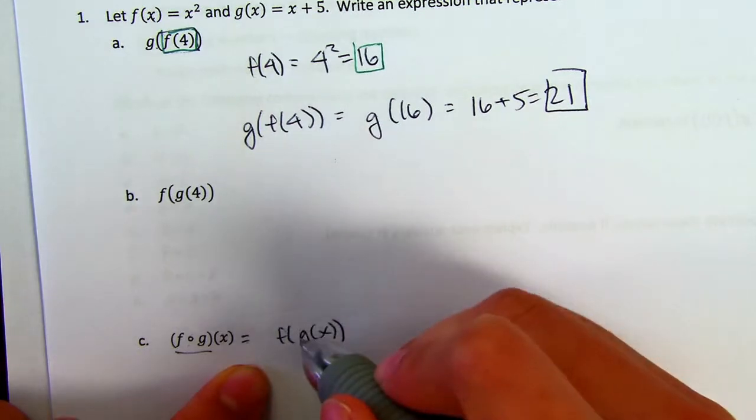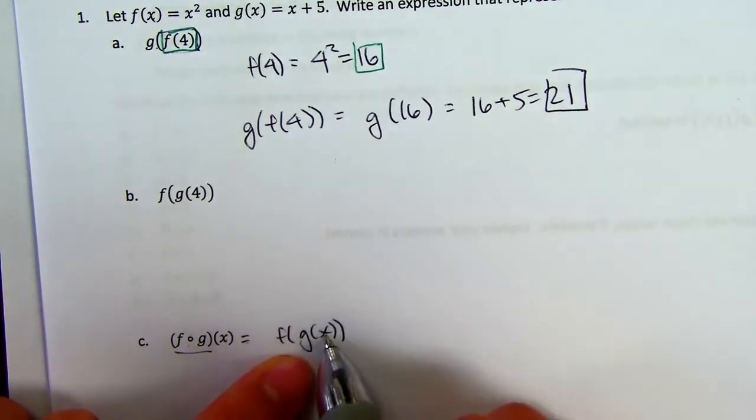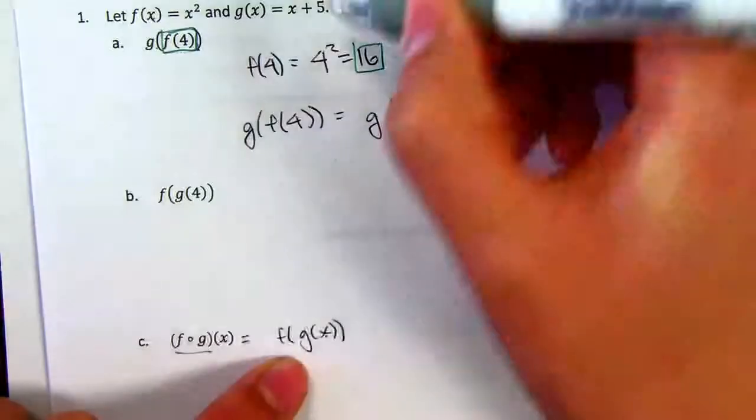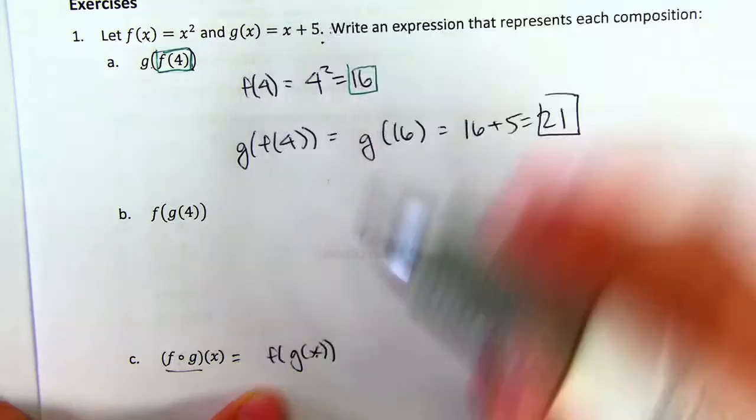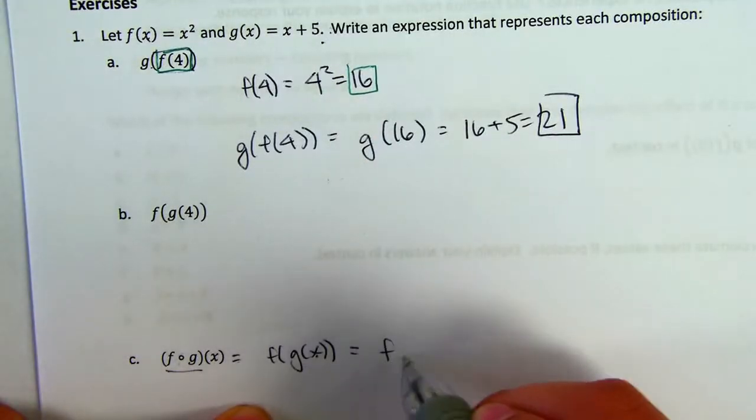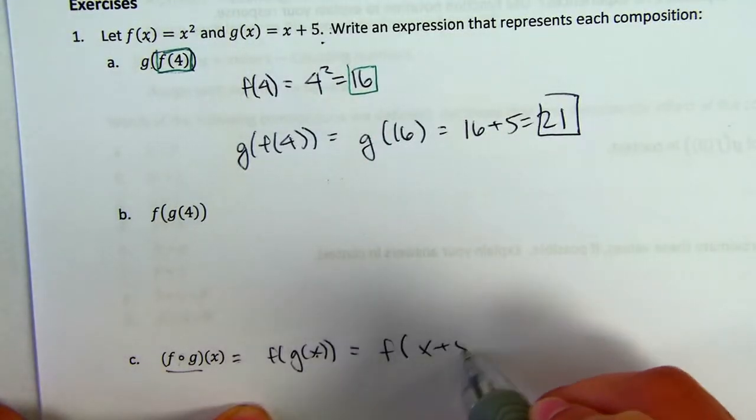But the thing is, g of x doesn't really tell us what to input but x. So my question is, well, what is g of x? Here you see that g of x is x plus 5. So that's what we're plugging in. So here we have f of x plus 5.